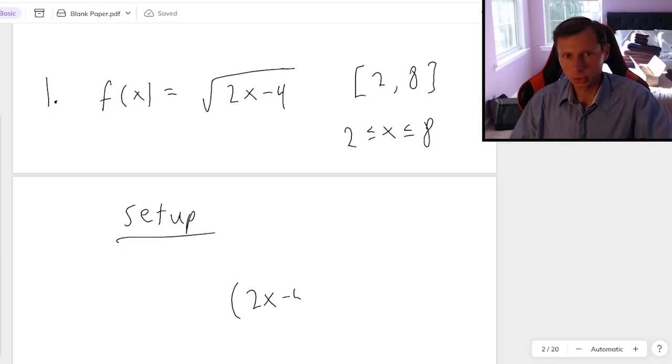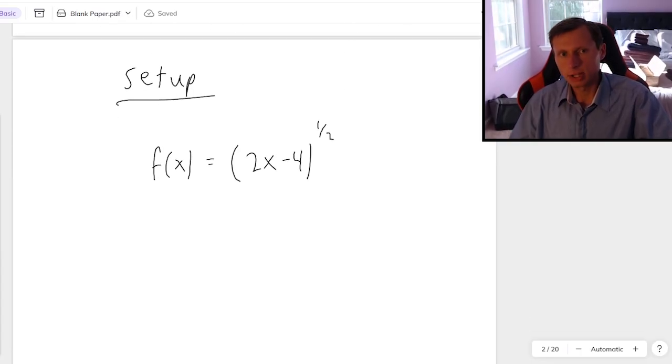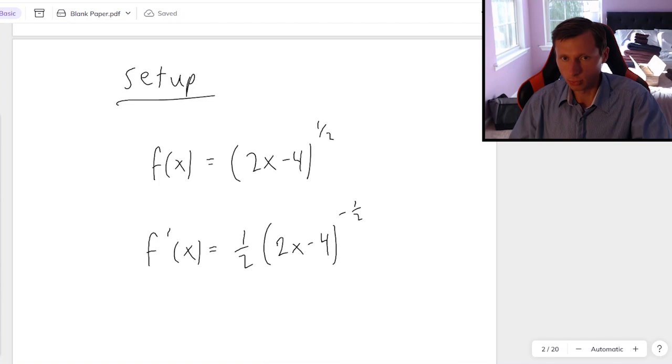The first thing you should do is rewrite this to the 1/2 power. This is still the original function. We did not take the derivative yet. Now the derivative here will be a chain rule, and what that means is the 1/2 exponent is going out in front. The 2x minus 4 stays the same, but now it's 1/2 minus 1 power, so negative 1/2.